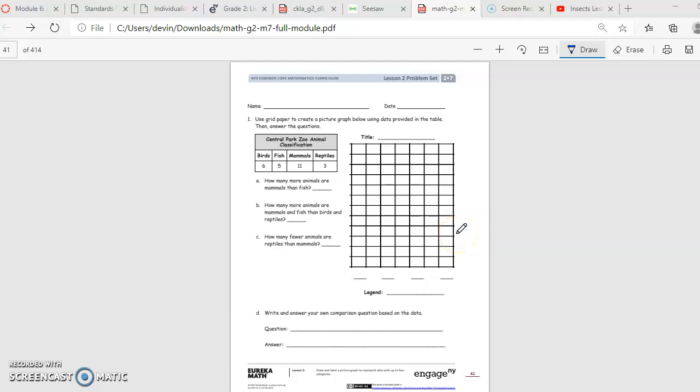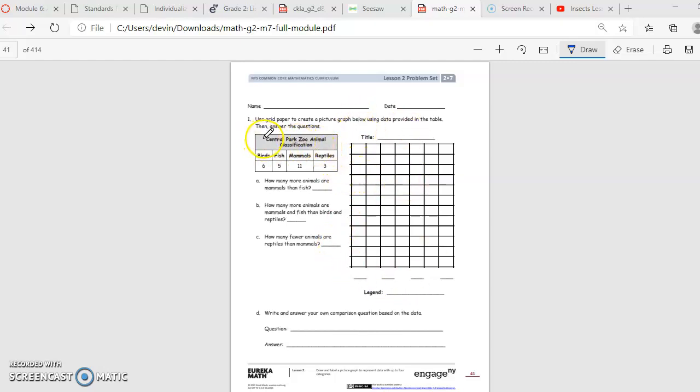So I'm going to look at lesson 2 for math, the problem set, and the homework. In the problem set, it says, use grid paper to create a picture graph below using data provided in the table, then answer the questions. So the first thing we're going to do is draw on this graph. So we use the table.